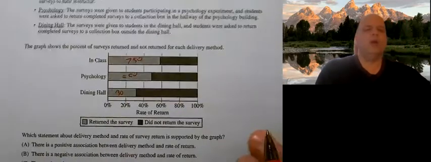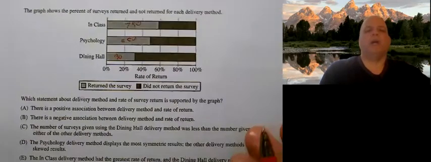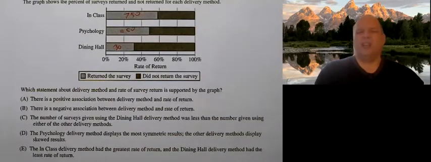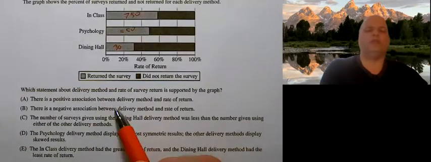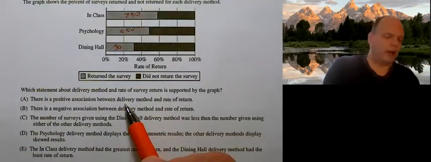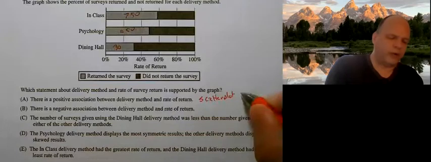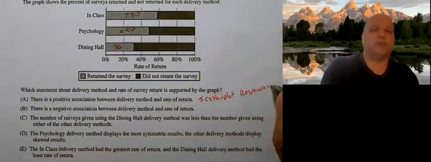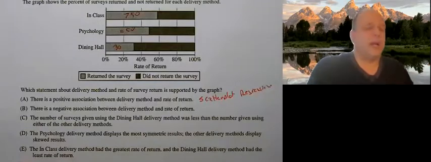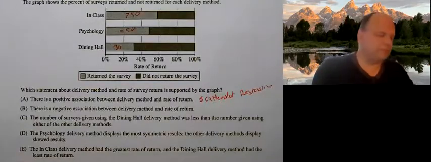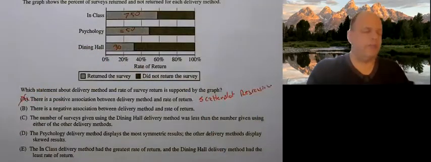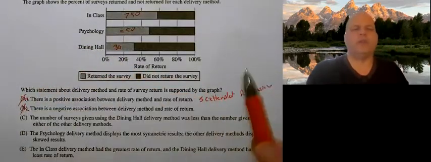Okay? Which statement about delivery method and rate of survey return is supported by the graph? There's a positive association. And I'm sorry, there's nothing in there that relates that. In fact, to show a positive association, I would probably need a scatter plot. So I would either need a scatter plot or some sort of regression graph. This type of graph does not show that. There is a negative association. Once again, we don't know anything about association for the same reason.